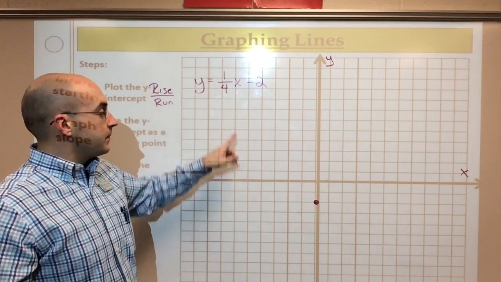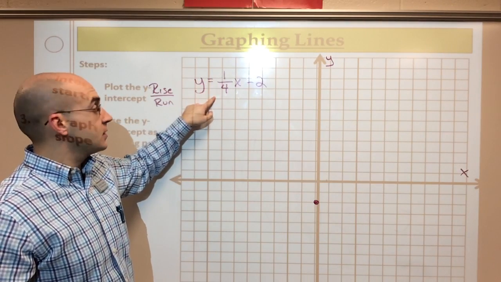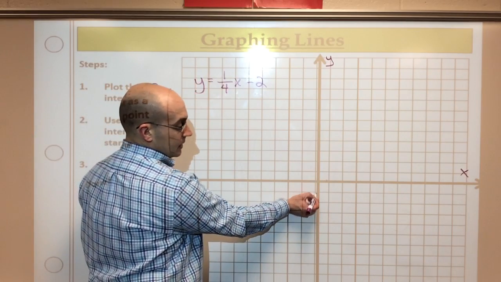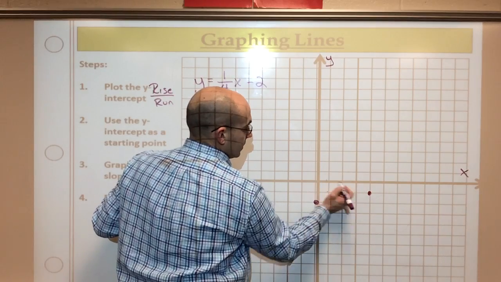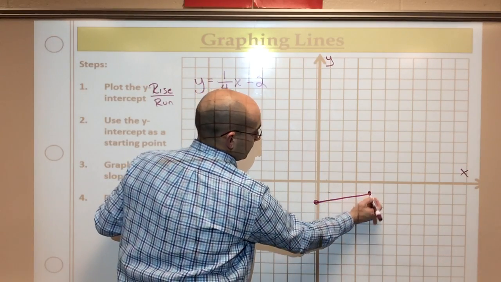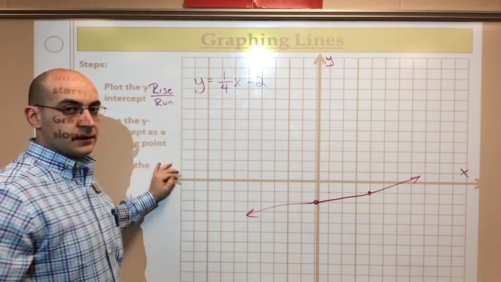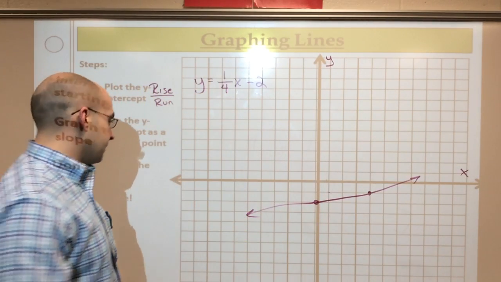Now, from that point, I'm going to rise whatever the numerator is and run whatever the denominator is. Rise 1, run 4. So from the y-intercept, I'm going to rise 1 and run 4. 1, 2, 3, 4. This is my line. I'm going to connect these dots, and it will go on forever in either direction. Okay? And it will be straight. I'm just a terrible line drawer. Okay, let's go again.